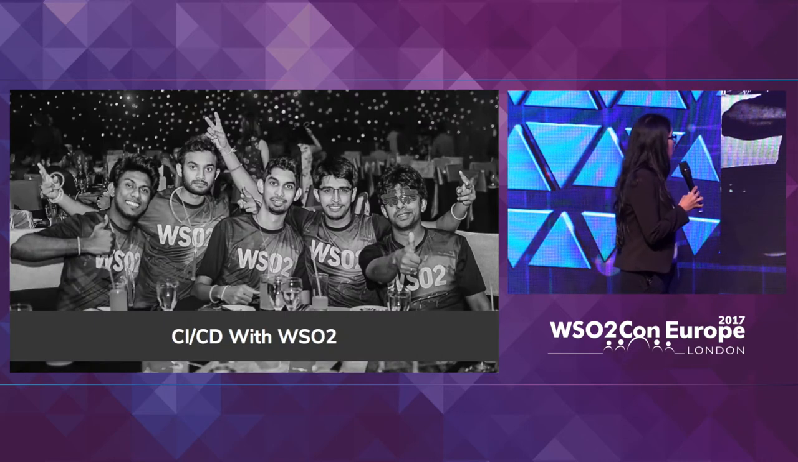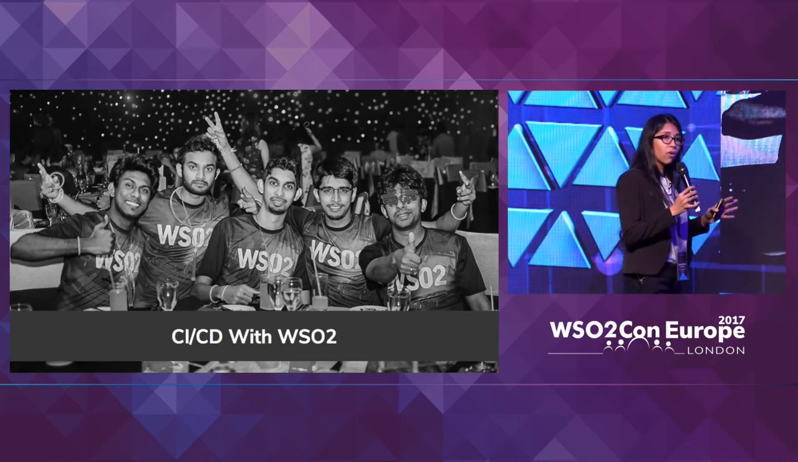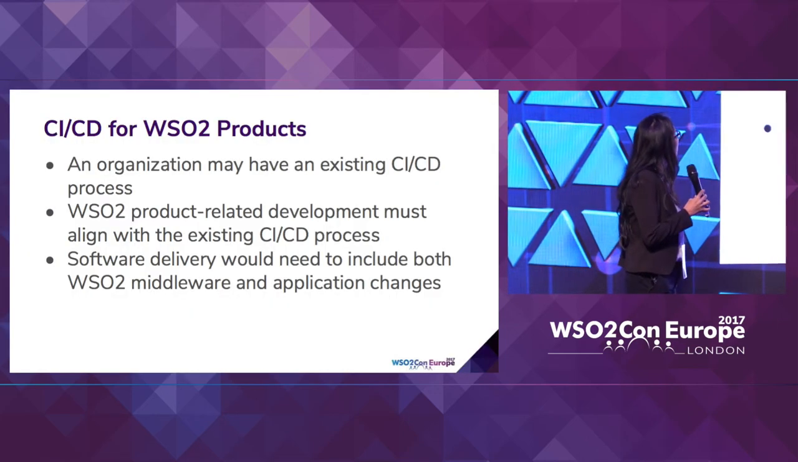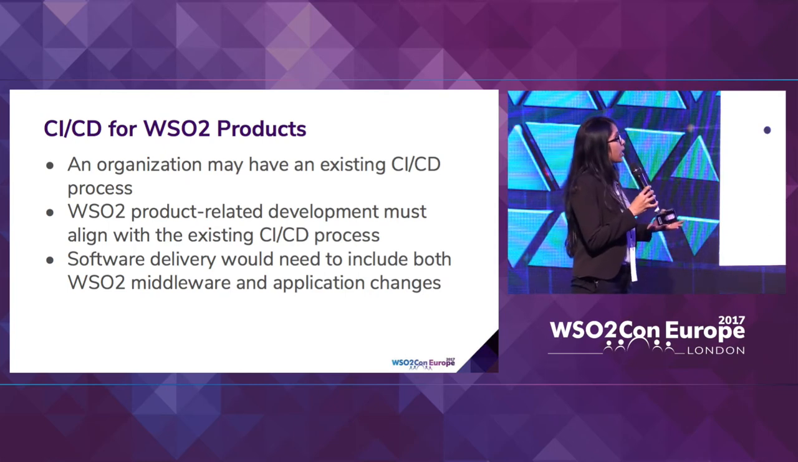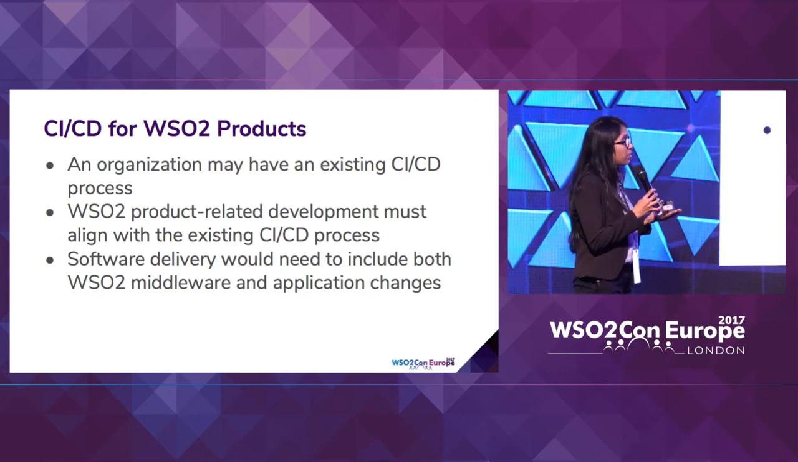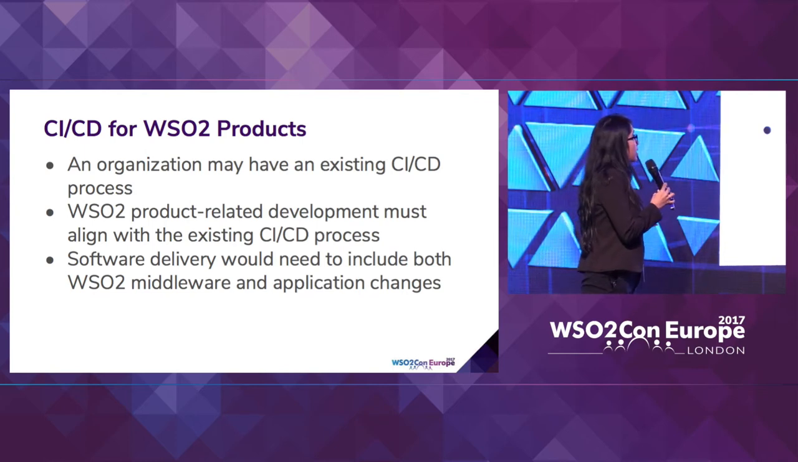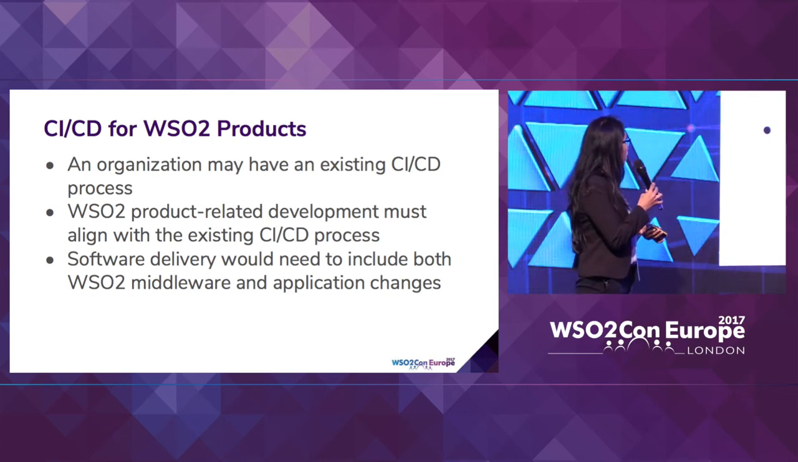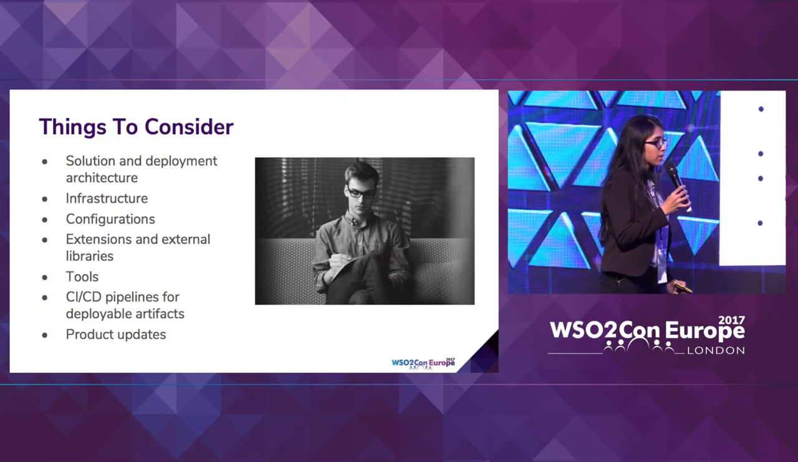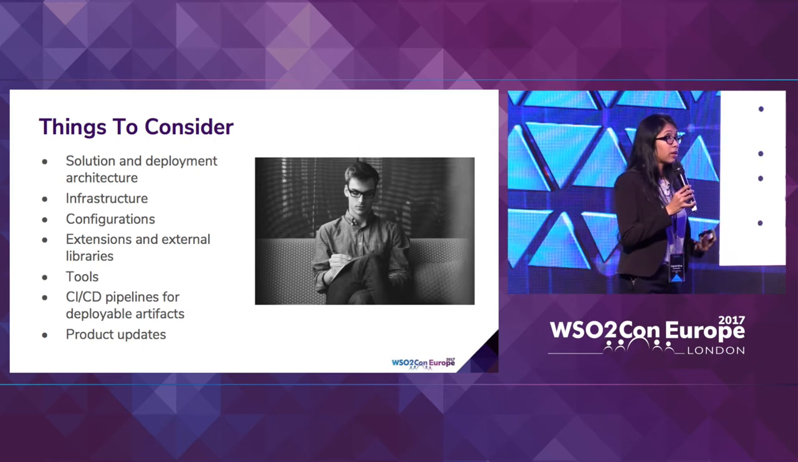Okay, so next I'm going to talk about how you can do CI/CD with the WSO2 products. So this is how you can follow a CI/CD process for the WSO2 products. If an organization is planning on using WSO2 products, they might already have an existing CI/CD process. So maybe they would want to follow that same CI/CD process, or maybe they would just have a separate CI/CD process for the WSO2 product-related development. Software delivery would need to include both WSO2 middleware and application changes. So when you're using WSO2 products and trying to figure out a suitable CI/CD pipeline, these are some of the things that you need to consider.